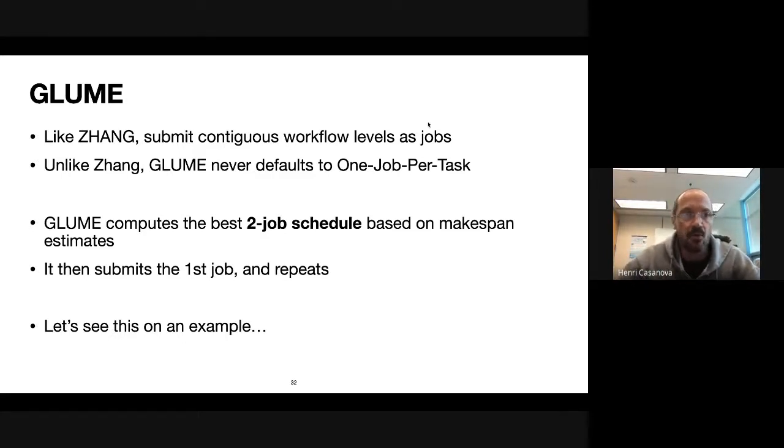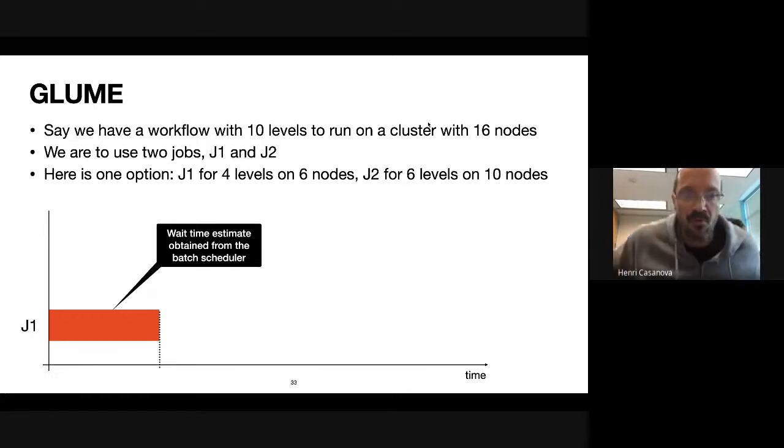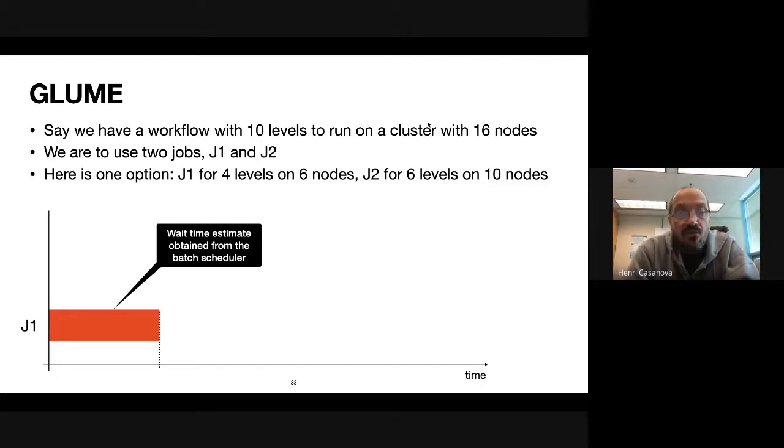So here is a picture. Say we have a workflow with 10 levels to run on a cluster with, let's say, 16 nodes, right? And we're going to say we must use it with two jobs, J1 and J2. And so here is one option. I could say I'm going to run the first 4 levels on 6 nodes as job 1, and then the next 6 levels on 10 nodes. Right? So that's one option.